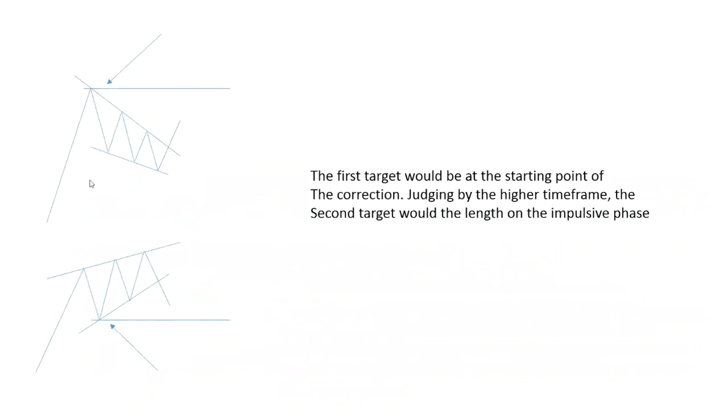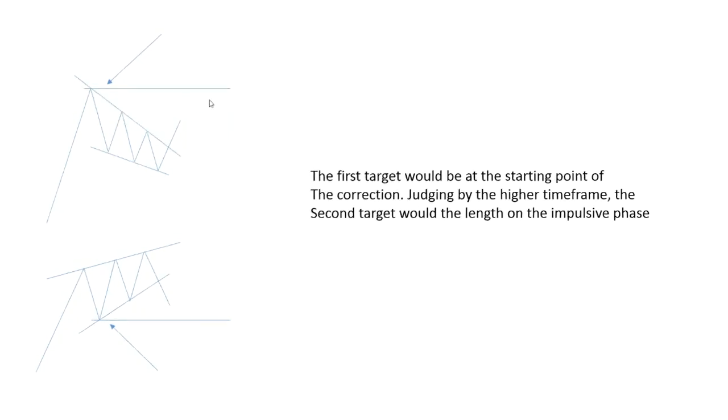Okay, impulsive phase. Meaning that the first target, let's say when your rising wedge came back down, it broke out here, you entered here, your stop loss would be here. Your first target would be at the starting point of the peak, right here, the starting point of the correction. This is your first target.